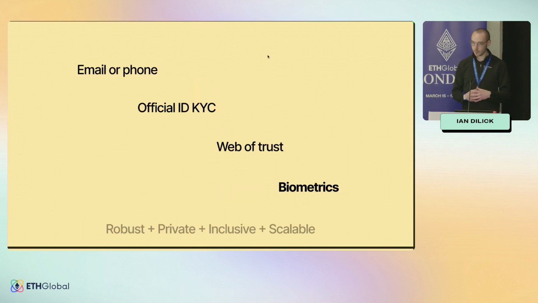We looked at a lot of different ways to go about solving this problem, but an email or phone, it's easy to get multiple of those. We looked at doing KYC of government IDs, but less than half of the global population has a digitally verifiable government ID. Webs of trust work well at smaller scales, but scaling them to all of humanity is a really tough problem when your initial trusted set is only a couple hundred or a couple thousand people. But biometrics can do a really good job of proving that you're a human and proving uniqueness.